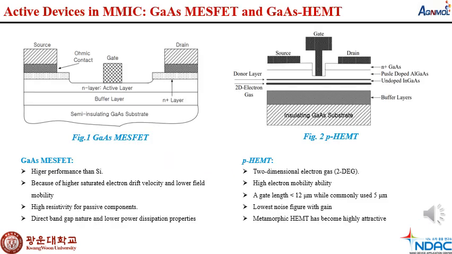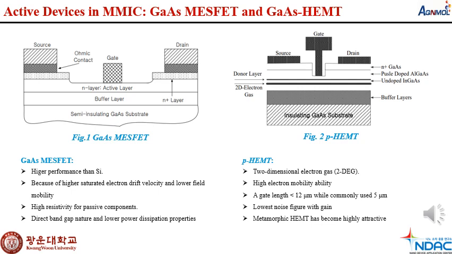In the previous slide, I mentioned some active devices in MMIC technology, but here I will focus only on the gallium arsenide MOSFET and gallium arsenide HEMT active devices. In figure 1, we can see the gallium arsenide MOSFET configuration. For this configuration, there are the source and ohmic contact, gate and drain. There are some layers, for example active layer, buffer layer and N plus layer, and this configuration is fabricated on a substrate called semi-insulating gallium arsenide substrate.